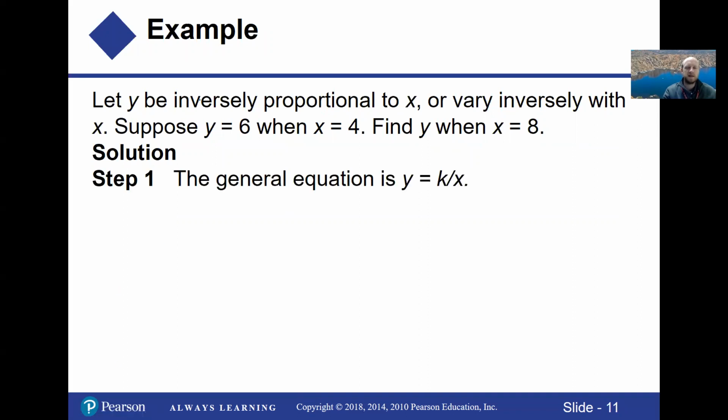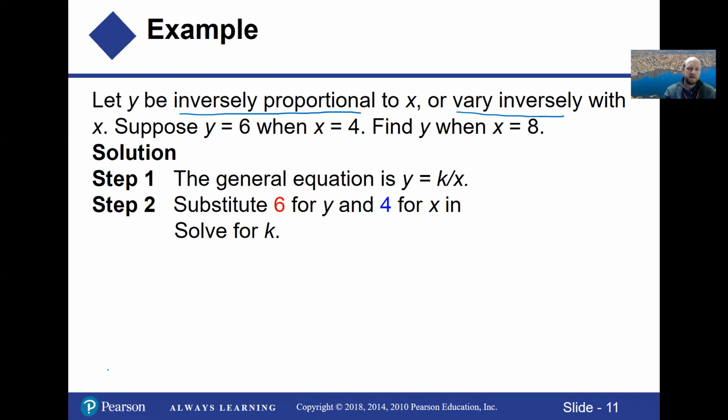Let y be inversely proportional, or it varies inversely to x. Suppose y equals 6 when x equals 4. Find y when x equals 8. So again, we know that because it says inversely proportional, or that it varies inversely, we're going to use y equals k over x. So then we just substitute what they gave us, 6 for y and 4 for x, into the equation and solve for k.